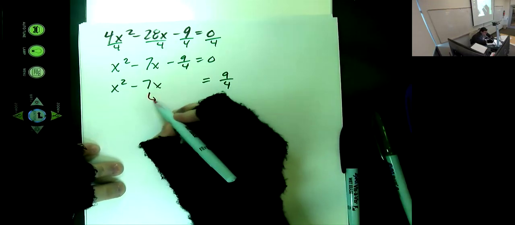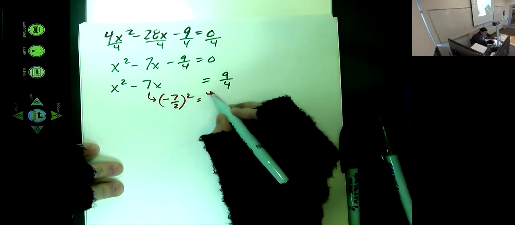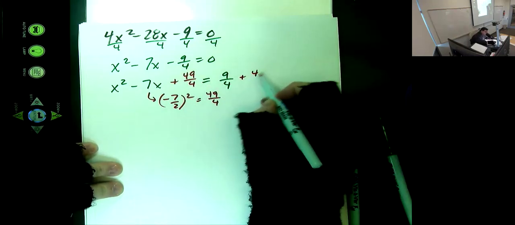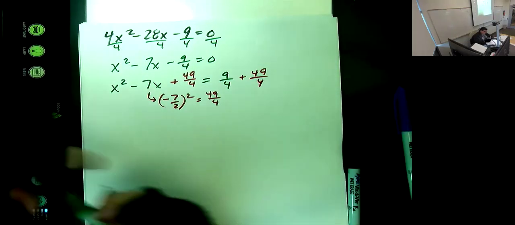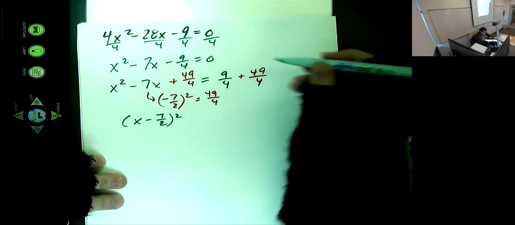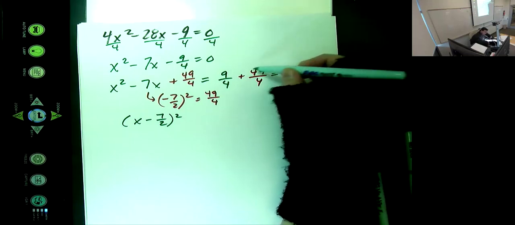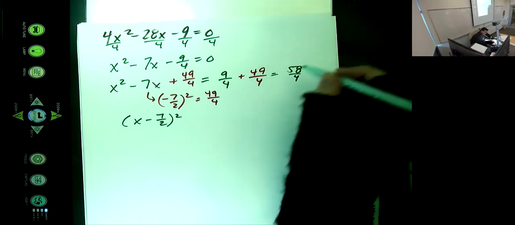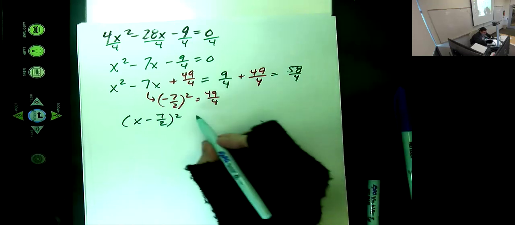So here, I want to take -7 divided by 2 and square it. That's 49/4. The left side is just (x - 7/2) squared. Over here, I have 58/4. That reduces, but I'm not gonna reduce it.